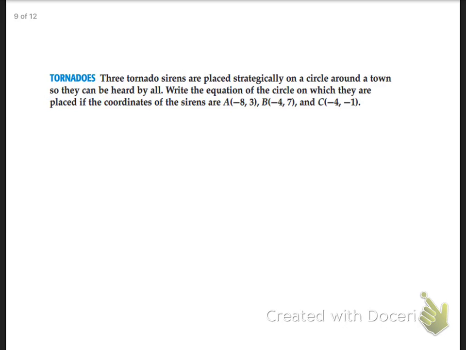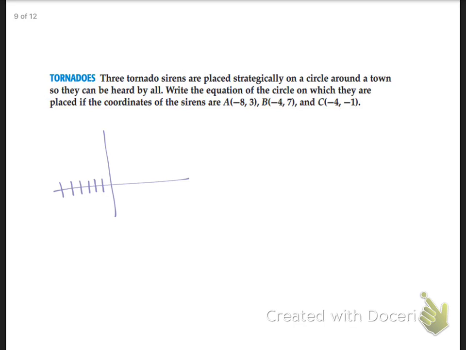Okay, 3 tornado sirens are placed strategically on a circle around a town so that they can be heard by all. Write the equation of a circle in which they are placed if the coordinates of the sirens are these. Okay, so I'm not giving you the center. So first off, I'm going to graph them. So I'm going to make a sketch graph here.